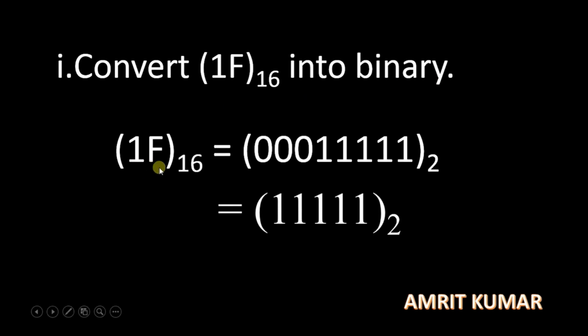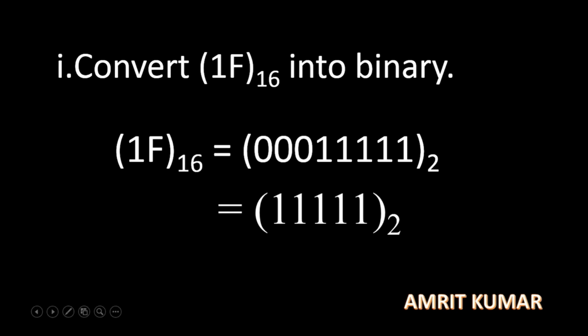Okay, here I have a hexadecimal number, because its base is 16. Its range is from 0 to 9 as well as from A to F, because we have studied that the hexadecimal range is from 0 to 9 and from A to F. Therefore it is a hexadecimal number, and we have to convert it into a binary number.